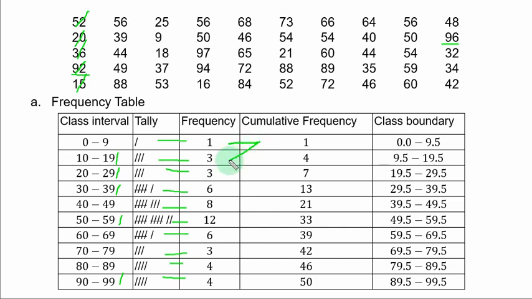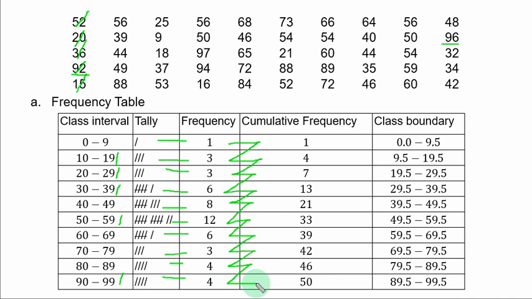plus the second 3 gives 4, plus the next one 3 is 7, plus the next one 6 is 13, plus the next one 8, you have 21, plus the next one 12, you have 33, plus the next one 6, you have 39, plus the next one 3, you have 42, plus the next one 4, you have 46, plus the next one 4 again, you have 50. This is how you obtain the cumulative frequency.